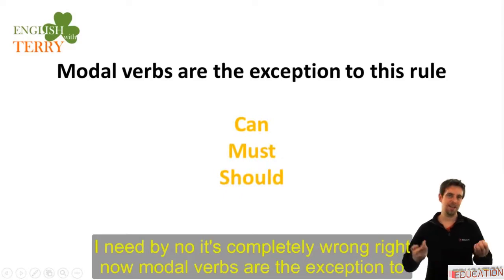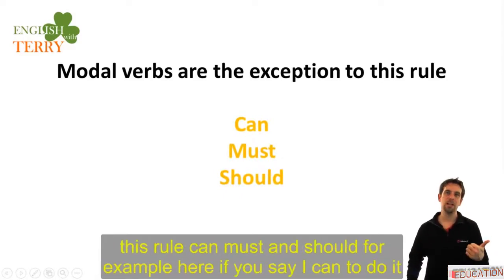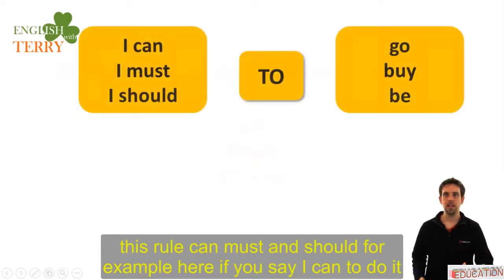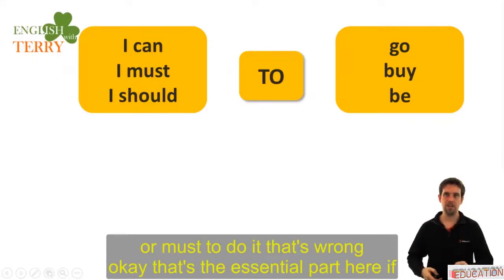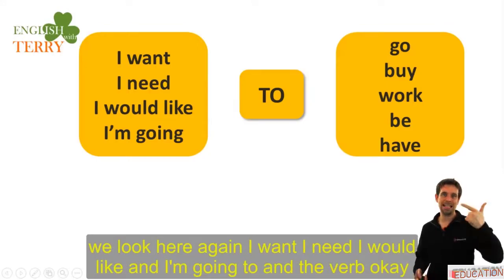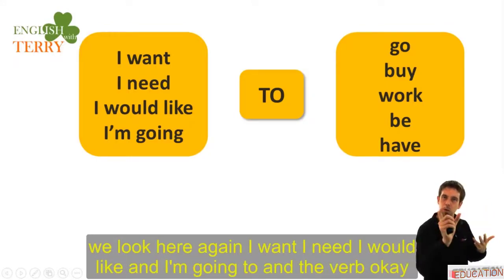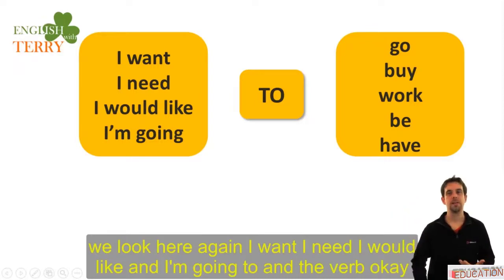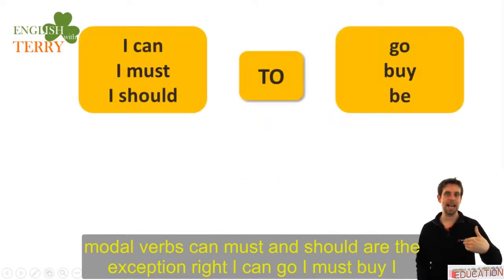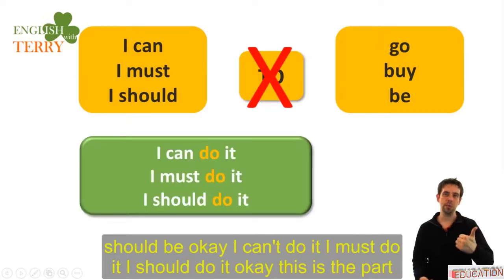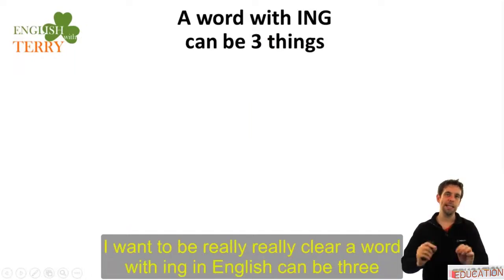Now, modal verbs are the exception to this rule. Can, must, and should, for example. Here, if you say I can to do it or must to do it, that's wrong, okay? That's the essential part. Here, if we look here again, I want, I need, I would like, and I'm going. To and the verb, okay? Modal verbs can, must, and should are the exception, right? I can go, I must buy, I should be, okay? I can do it, I must do it, I should do it, okay? This is the part I want to be really, really clear.